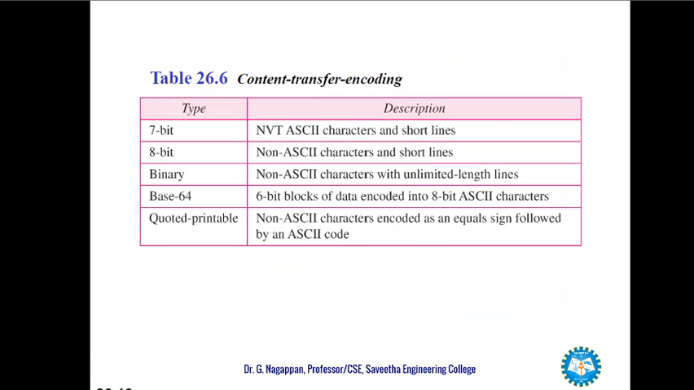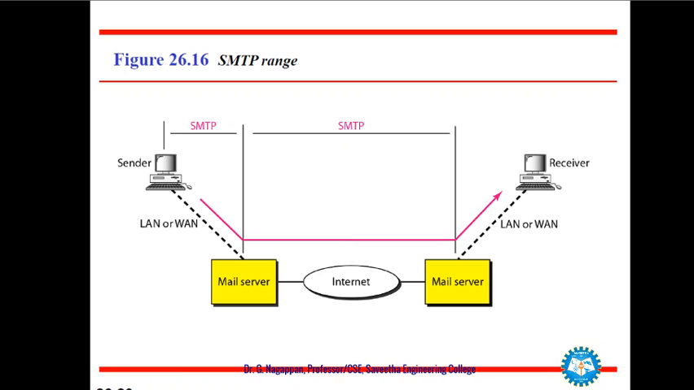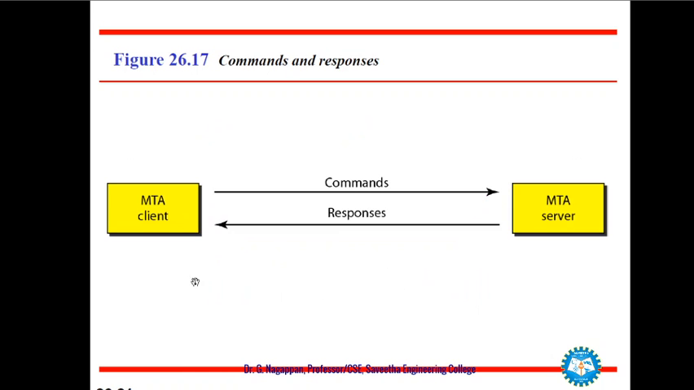Fine. Now, if we look at the SMTP range, the Simple Mail Transfer Protocol is the set of rules used to transfer data from the sender to the mail server, as well as from one mail server to another mail server, and at the receiver side alone we use some other protocol. So this is the range of the SMTP protocol. What happens is that the MTA client sends commands to the MTA server, and the MTA server sends a response to it.